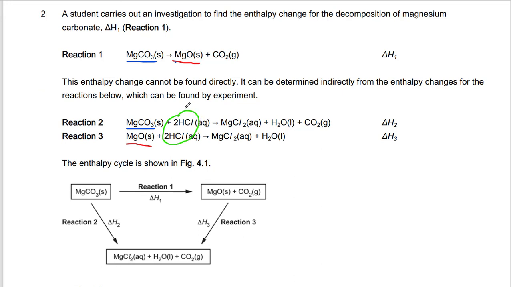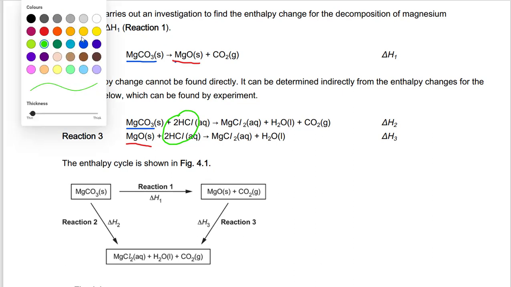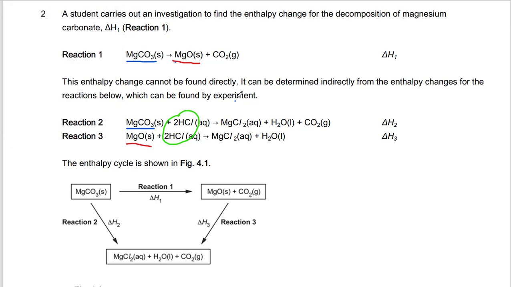A bit like combustion. In combustion, you're just adding oxygen. This is adding HCl, and you end up with the same products as well. So this is how you can link them. They're taking the reactant and the product, adding the same chemical to form a common link. That's commonly how you construct these cycles.